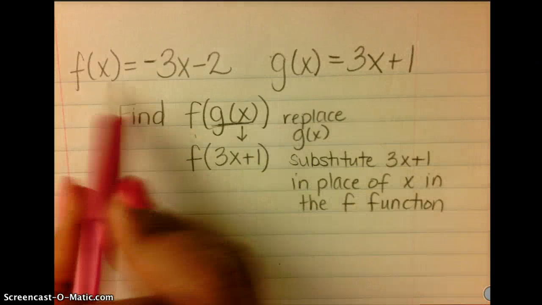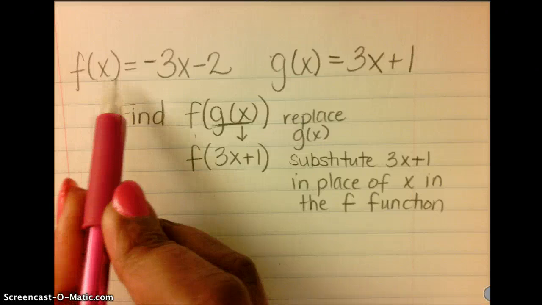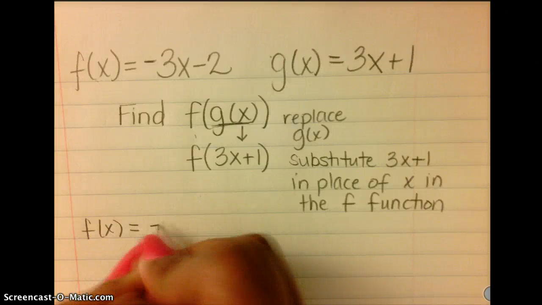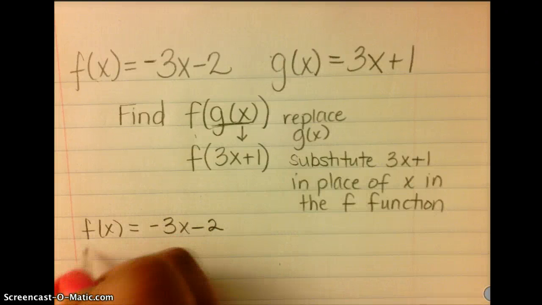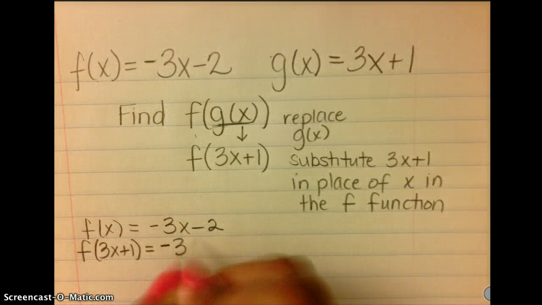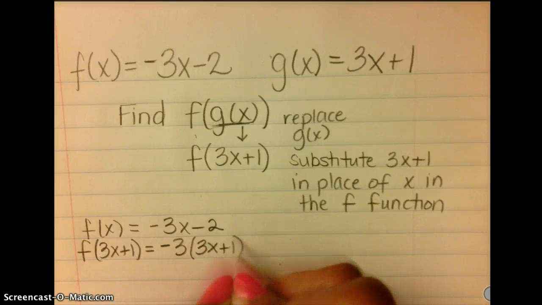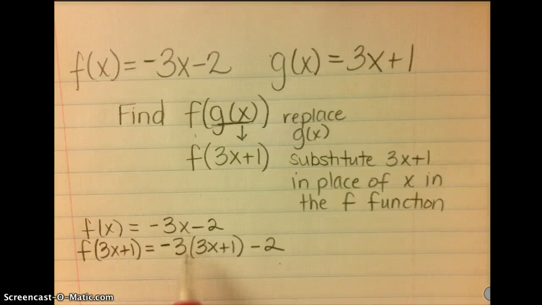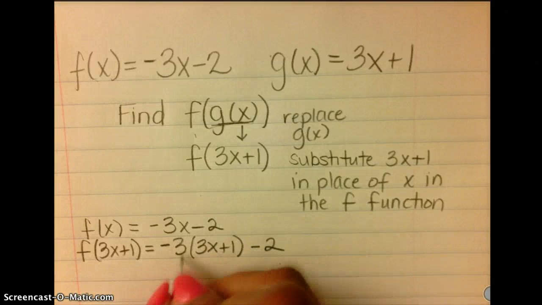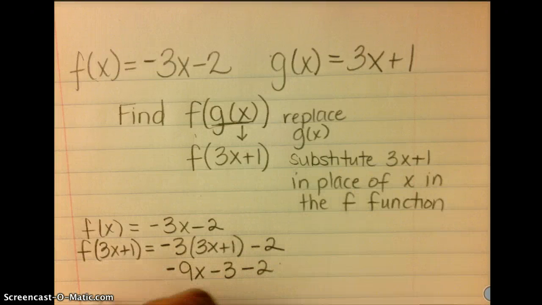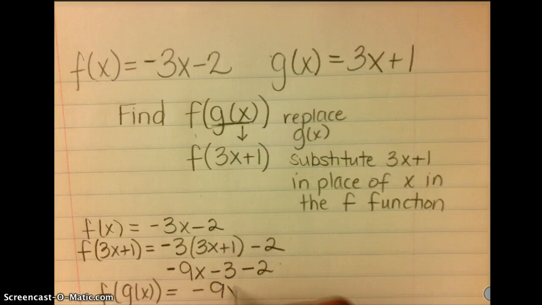So my f function is here. F of x is equal to negative 3x minus 2. And I need to find f of 3x plus 1. So it's going to be negative 3 times 3x plus 1, minus 2. So what I did here is, here's my variable x. I'm taking the 3x plus 1, substituting in place of the x. Now I'm going to distribute: negative 9x minus 3 minus 2. Combine like terms. My f of g of x is equal to negative 9x minus 5.